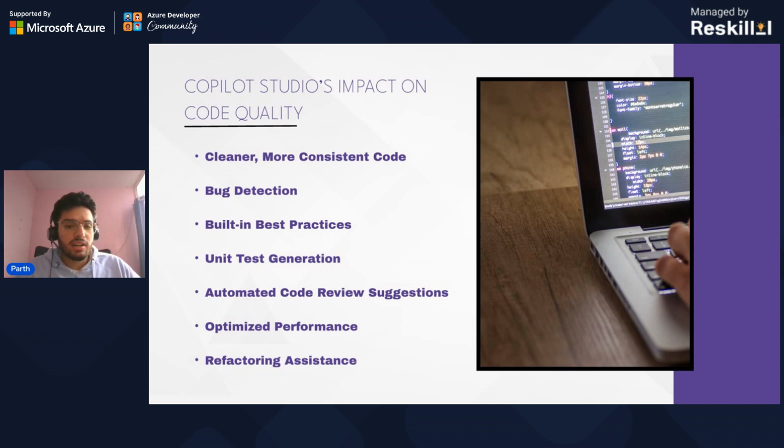Apart from that, we have refactoring assistance. Refactoring assistance is how you can modify your code according to the current requirements. Suppose you have written high quality code, but for some function you haven't written the code at par with the other code. Copilot Studio can know that and recommend how you can refactor your code to the certain needs and recommendations as well. So those were the main impacts on code quality.